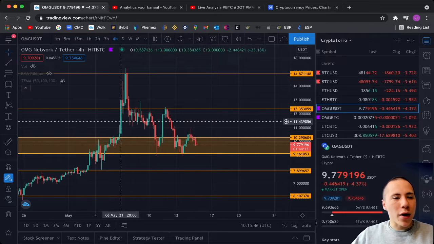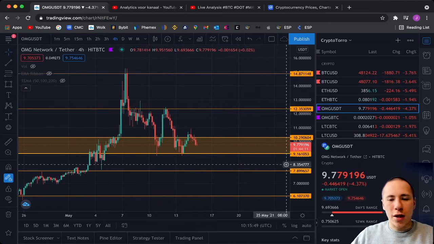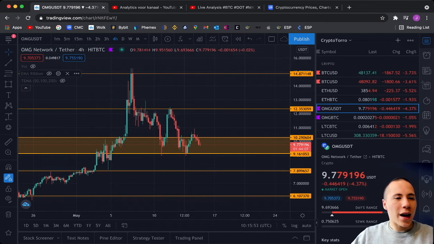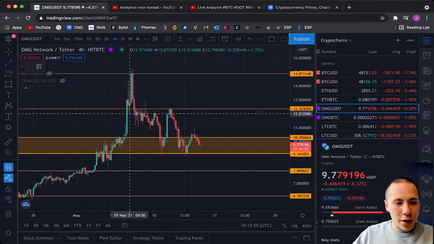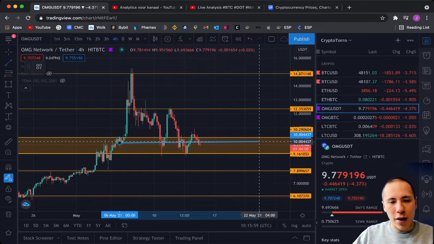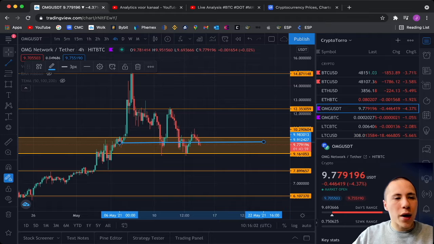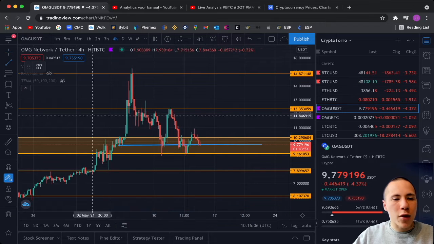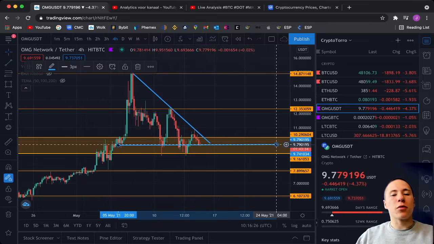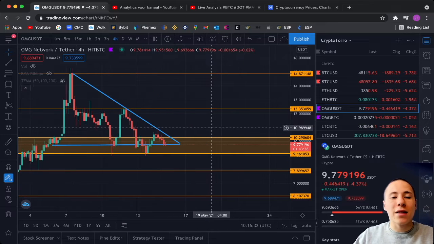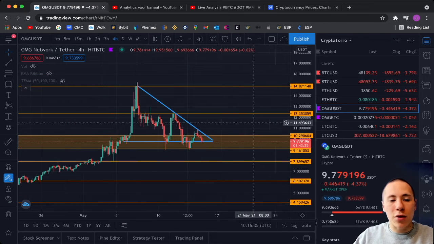So let's take a look right away at the OMG Network chart, and what I'm currently seeing is a huge pattern being created. I know that I'm not a huge fan of these patterns, but I will still draw them to give us the best possible information. As you can see, it's a descending triangle that I'm drawing at this moment on the OMG Network compared to USD Tether on the 4-hourly chart. And yes, these triangles tend to break out towards the downside.